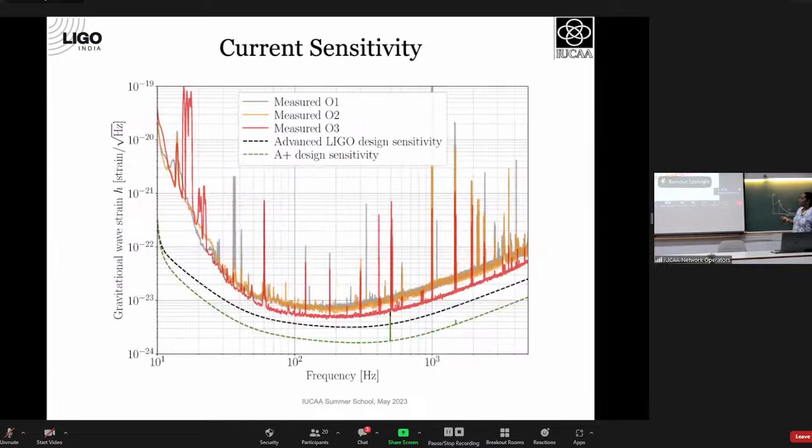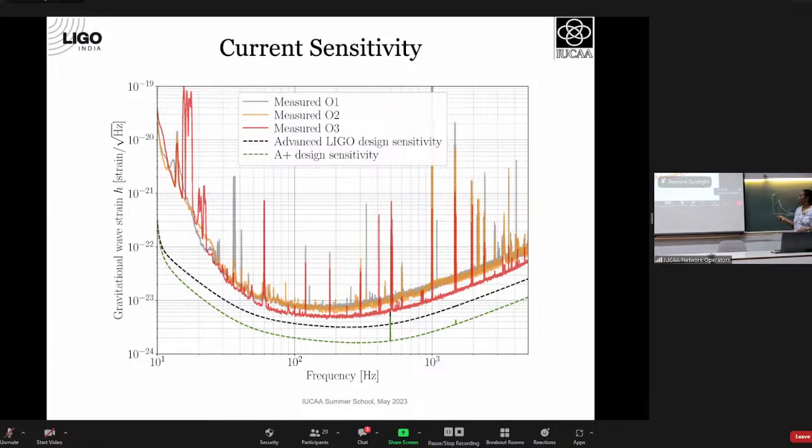So where are we currently? We are now in the fourth observation run. It starts tomorrow, the 23rd. We've been in the engineering run phase, where we're trying to tune the detector and get it ready for observation mode. So we've been in engineering run mode for the last month, and the actual run starts tomorrow.